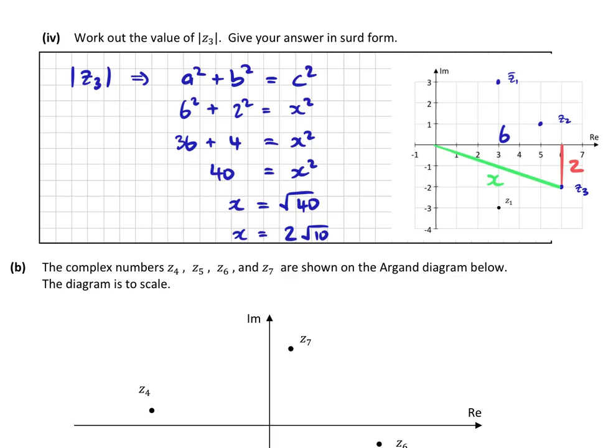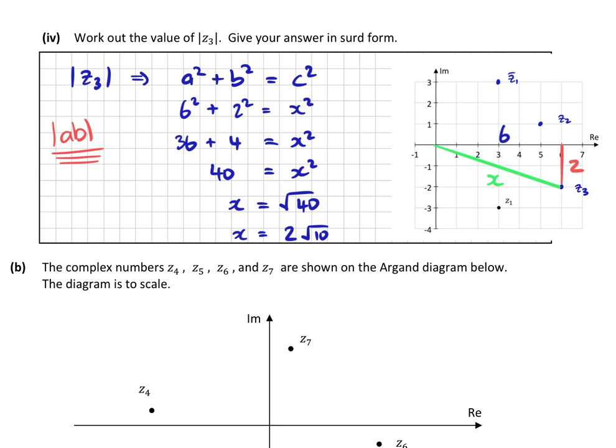So this brings us on to part 4. So part 4 said, work out the value of the modulus of Z3. Give your answer in surd form. Okay, so surd form just means leave your answer as a square root or whatever it may be. So the modulus of Z3, you should be familiar with these symbols. You've seen these lines before. You've seen these in coordinate geometry. So normally you've seen that when they ask for the length of a line. So if it was the length of the line AB, you would have the length of the line AB, something like that, okay?